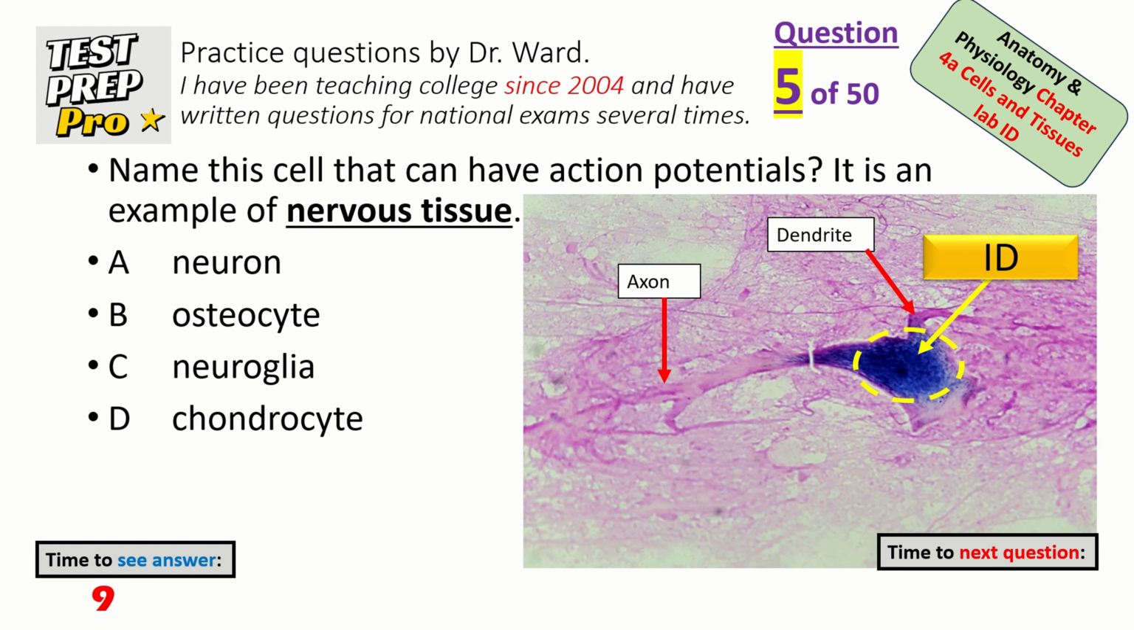Name the cell that can have action potentials. It is an example of nervous tissue. In the picture, it has axon and dendrites. It's a neuron.